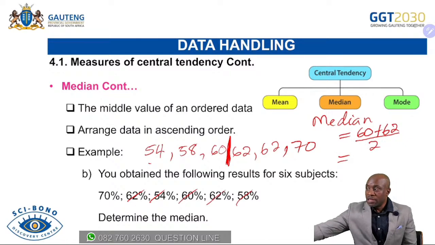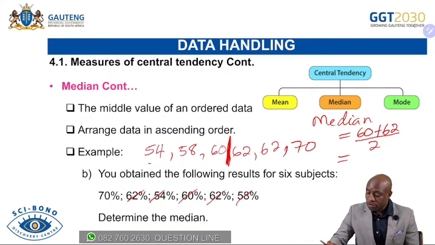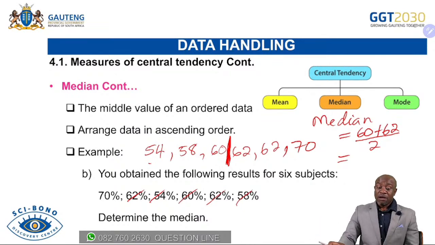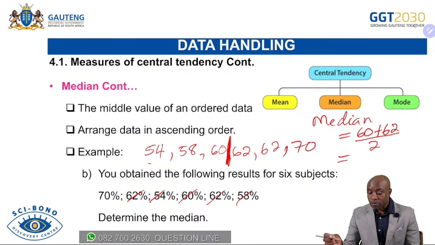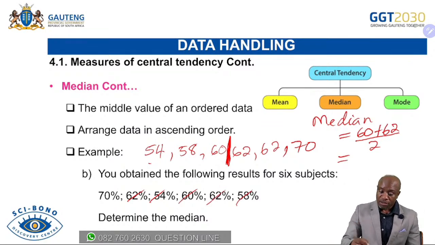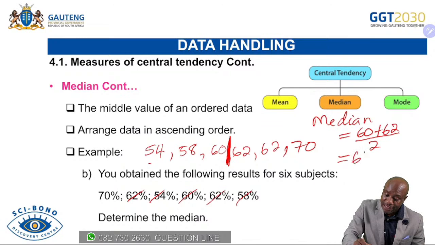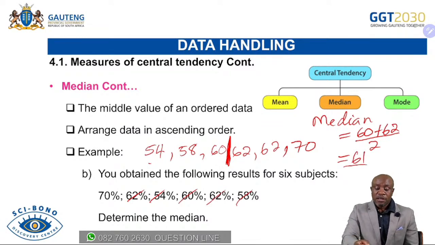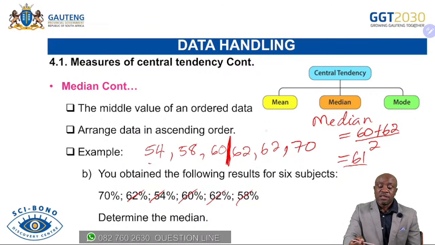Now, when you are working on your calculator, Grade 11s, I want to caution you: don't just go on your calculator, 60 plus 62, then divided by 2. Your calculator will give you a value that is not between 60 and 62, because your median is between. So you would rather use the fraction key of your calculator, add first and use brackets: 60 plus 62, you get that value and then divide by 2. The answer there is 61. As you can see, 61 is between 60 and 62.